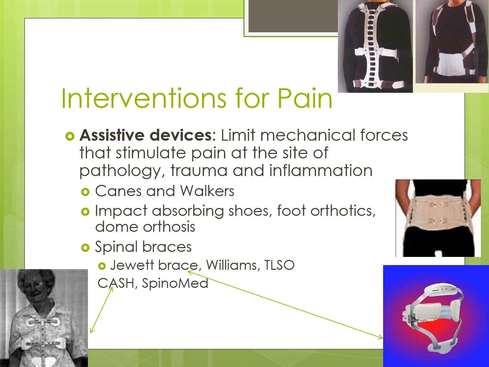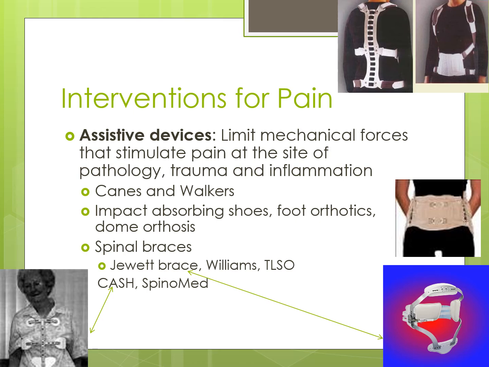Now, as therapists, there are thousands of devices that we can utilize, but we have to remember that any assistive device is going to limit mechanical forces that stimulate pain at the site of pathology, trauma, and inflammation. So things like canes and walkers will decrease the mechanical force in the lower extremity, but will increase the mechanical force on the upper extremities. Utilizing different footwear, orthotics, and orthoses can help with absorbing impact in the lower extremities. There are spinal braces that can help decrease some of the forces in the spine.